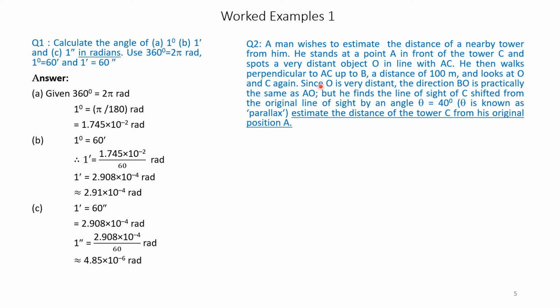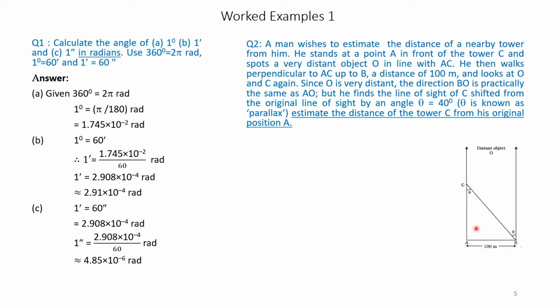Question number 2. A man wishes to estimate the distance of a nearby tower from him. He stands at a point A in front of the tower C and spots a very distant object O in line with AC. He then walks perpendicular to AC up to B, a distance of 100 meters, and looks at O and C again. Since O is very distant, the direction BO is practically the same as AO, but he finds the line of sight of C shifted from the original line of sight by an angle theta equal to 40 degrees. Theta is known as parallax that we have explained in the previous slide. Estimate the distance of tower C from his original position A.